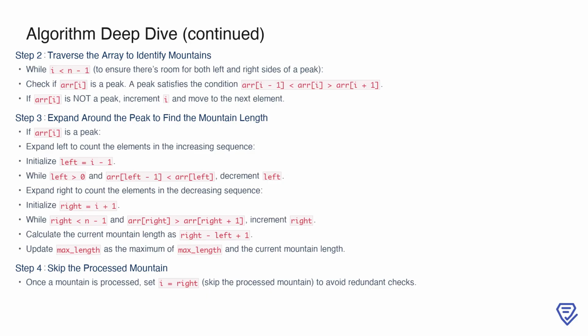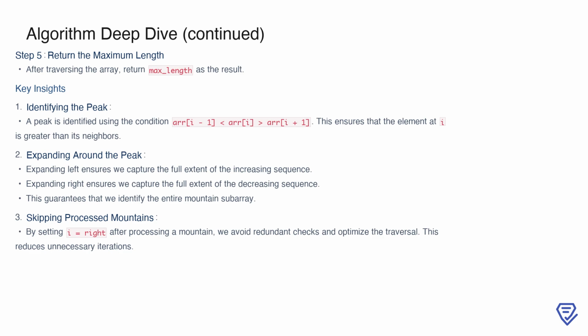Once both sides are fully expanded, we calculate the mountain length as right - left + 1 and update max_length if this new mountain length is greater than the current max_length. Finally, to avoid redundant checks, we set i equals right, effectively skipping the processed mountain. The final step is to return the maximum mountain length once the traversal is complete. By the end of the iteration, max_length will hold the length of the longest mountain in the array, or 0 if no valid mountains were found.